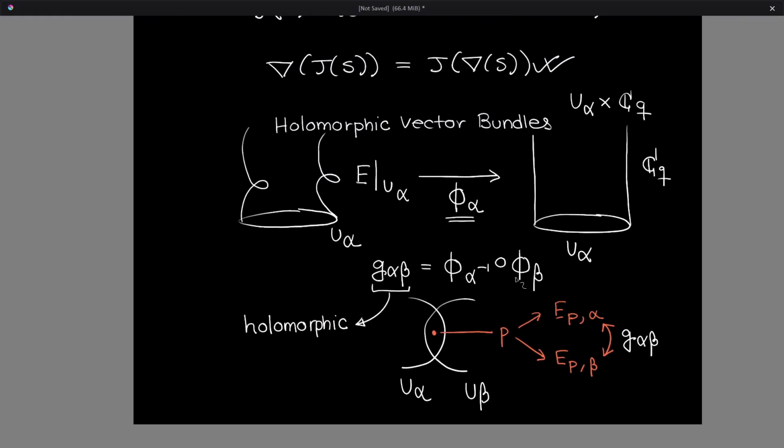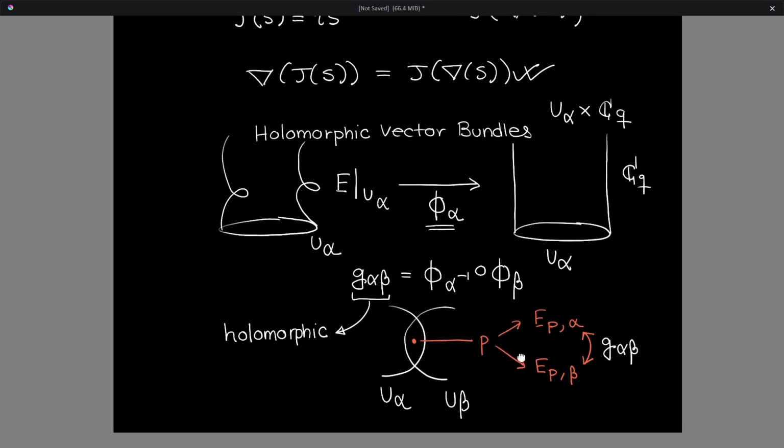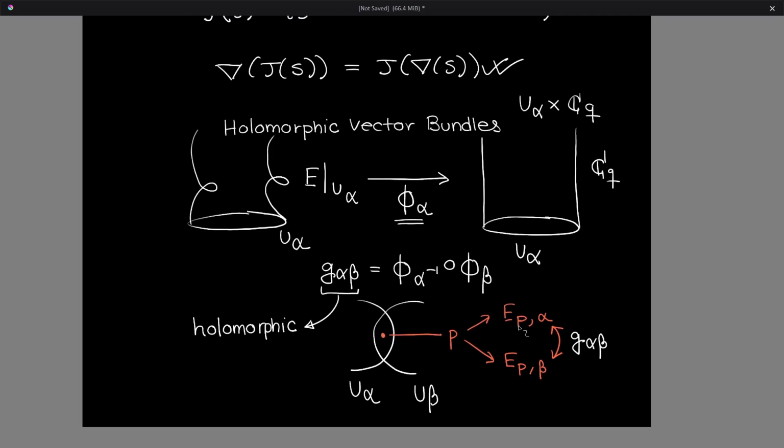Just like we said with the last one, that nabla and J had to be compatible with each other, nabla also has to be compatible with these holomorphic transition maps. And so the next thing that we're going to do is see how we can make the connection holomorphically compatible with the holomorphic structure.